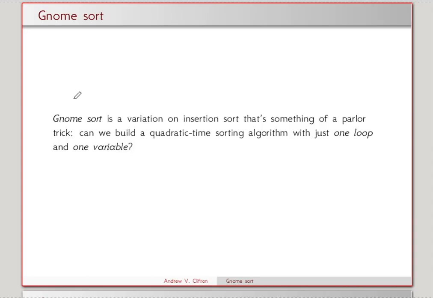Gnome sort is sort of a variation on insertion sort, but it's a little bit of a magic trick. It's an O(n squared) time algorithm, but it has only one loop, not a nested loop, and one loop variable. So n squared, but no nested loop, and only one loop variable that we're using.